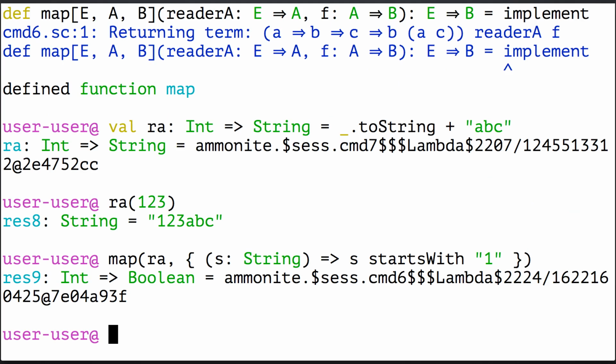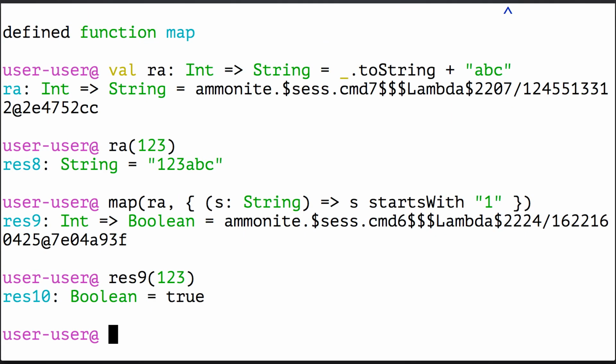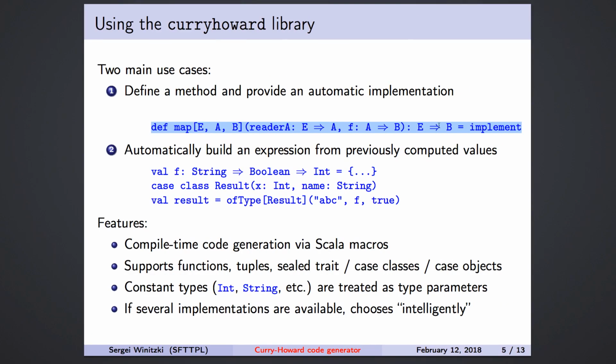It's an integer to Boolean now. Let's apply this res9, right? The res9, which I got right here. Let's apply this res9 to this. What do we get? It's true, because that started with 1, right? So it works. What did I do? I just said implement right here. I write the type of my function and I say implement. That's all. So that's one interface, one API that the library provides.